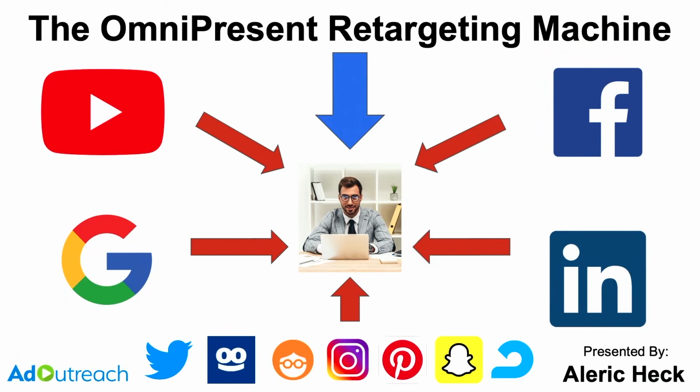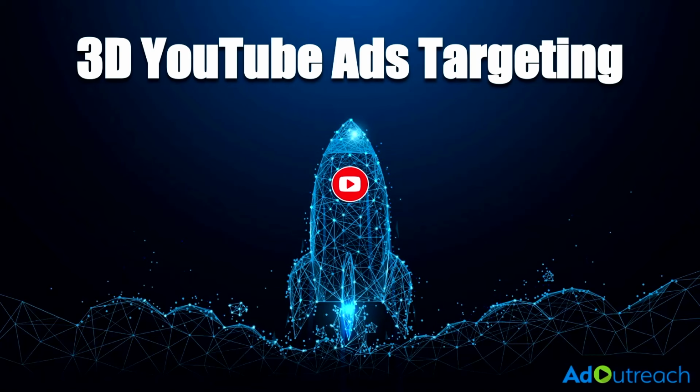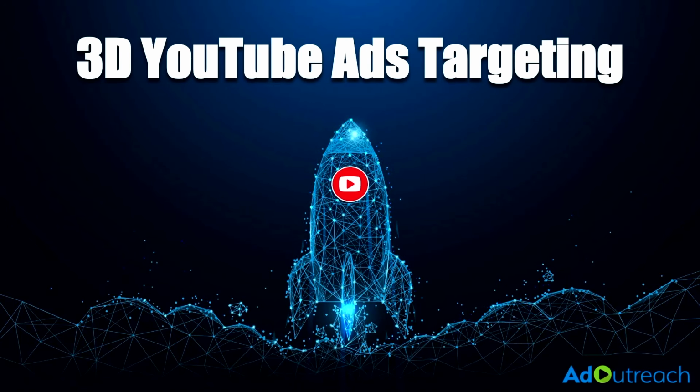But let's loop back. Let's talk about the 3D YouTube ads again, just to give you a quick recap. Remember, you want to have the hook, educate, call to action. You can use the Lego brick strategy to film 5 to 10 ads, which makes it feel like you only filmed 2 ads. Then you make sure you target the right person with the ability to invest at the right time with the right video ad, which is your message. The right video ad is exactly what drives conversions. And that is our 3D YouTube ads targeting strategy.